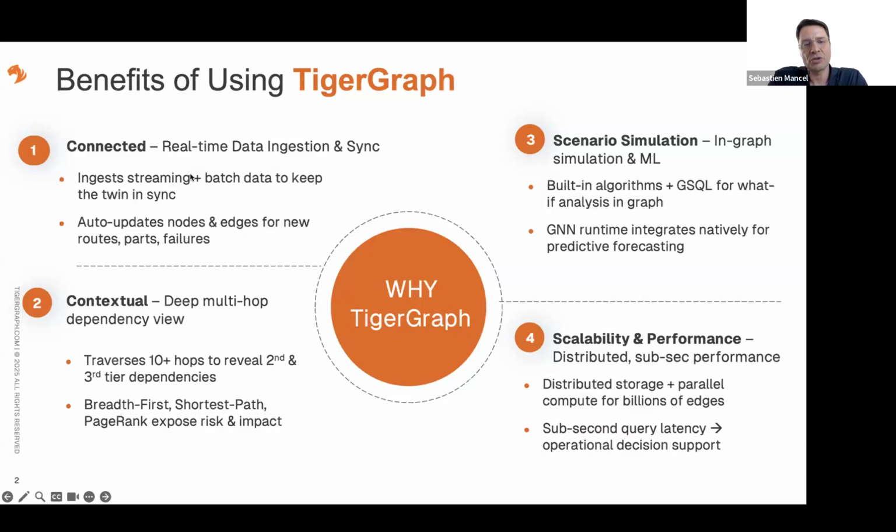TigerGraph is also contextual. Graph allows you to traverse 10 plus hops to reveal second, third, or even fourth tier dependencies that are often invisible in relational systems. And then algorithms like breadth first search, shortest path, and PageRank help expose hidden risks and cascading impact across complex supply chains and operational networks.